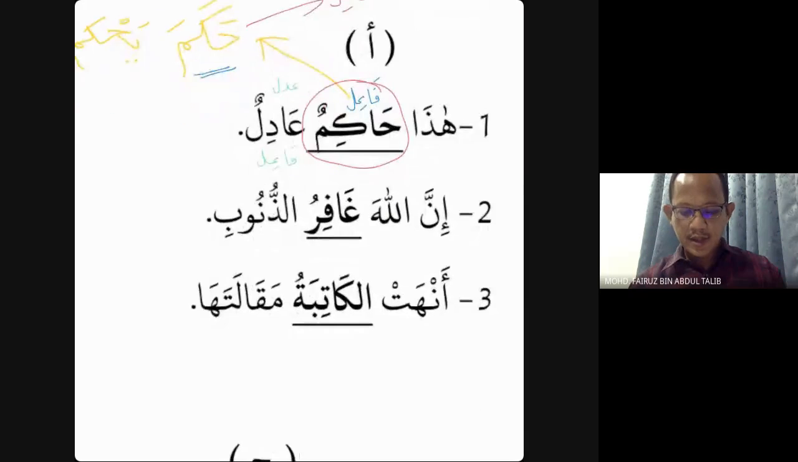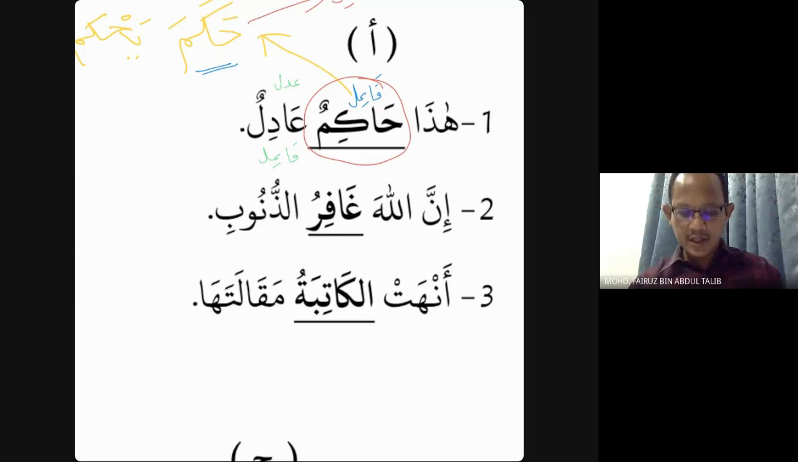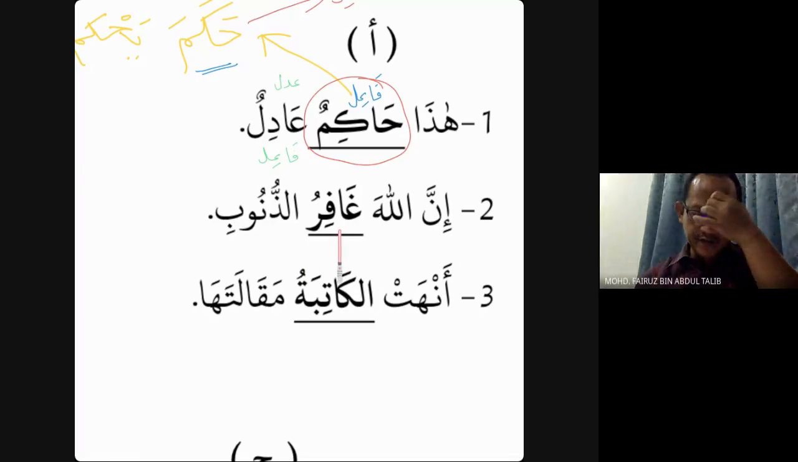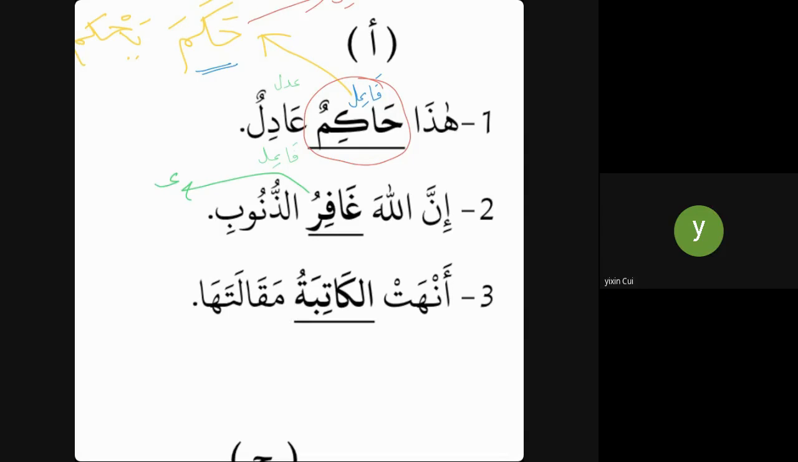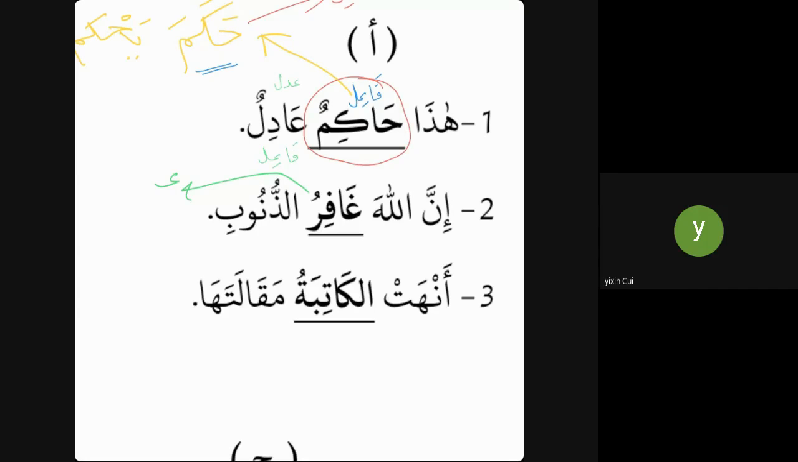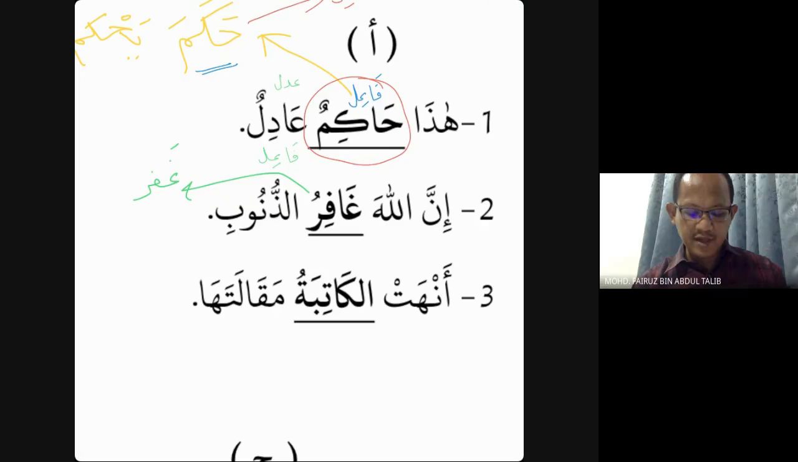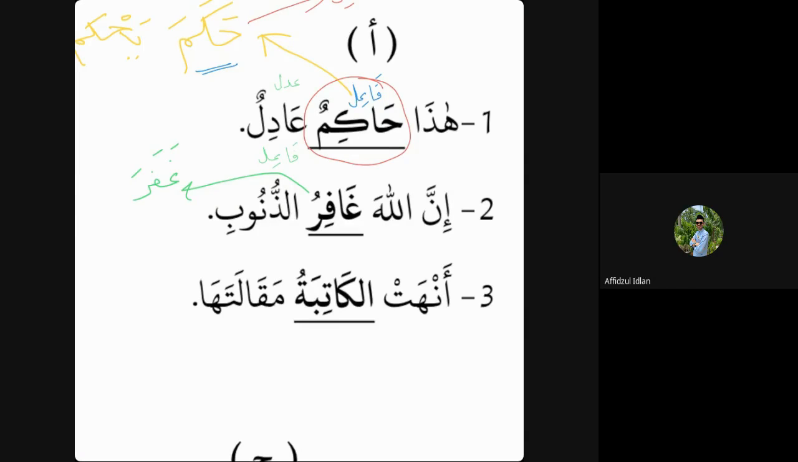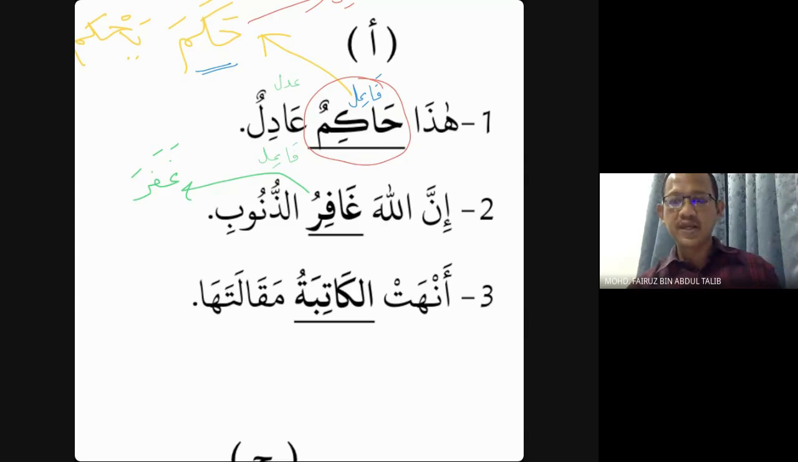Sentence number 2: inna Allaha ghafiru dhunubi. Indeed, Allah is the forgiver of the sins. Dhunub means sins, plural of dhanb, sin. Since Allah is ghafir, what is ghafir? Can you give me the root word or the verb from this word? Identify the root word. Ghayn, fa, ra. Yes, correct. And what is the meaning of ghayn fa ra? When we say ghafara Allah, forgive. So ghafara is forgive. If you look at the word ghafir, what is the wazan now?